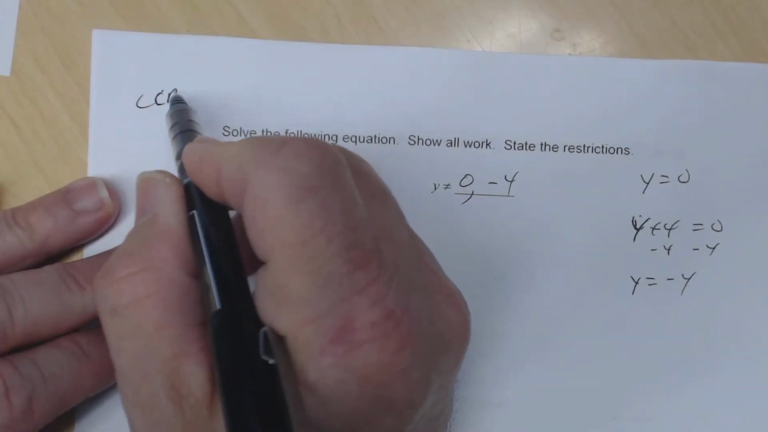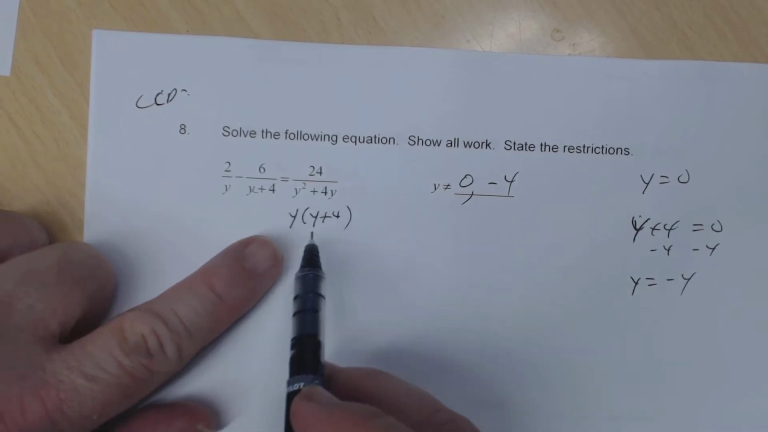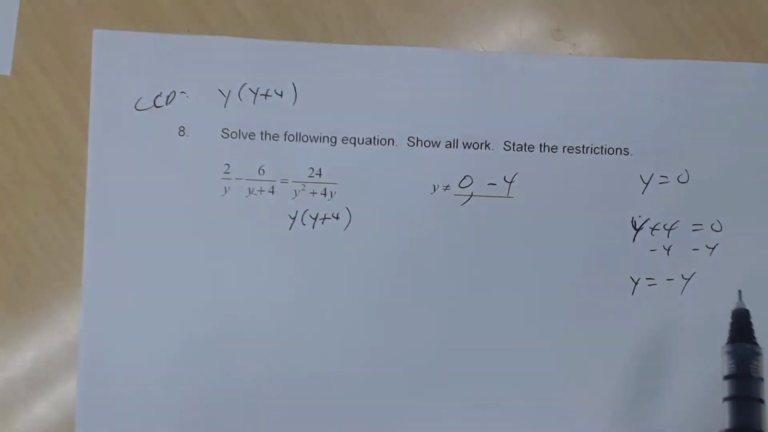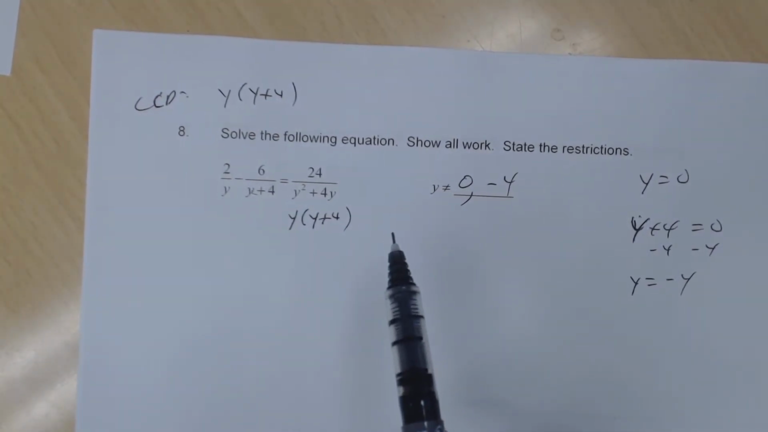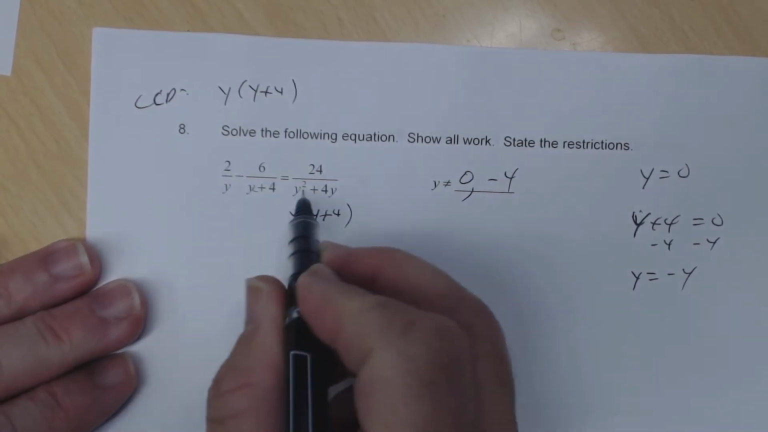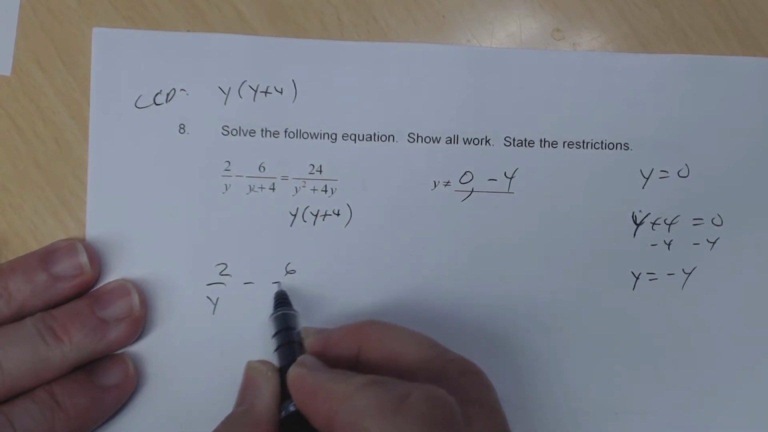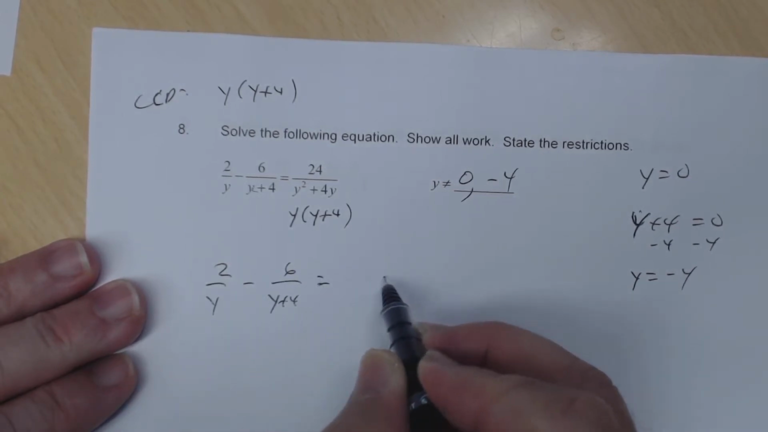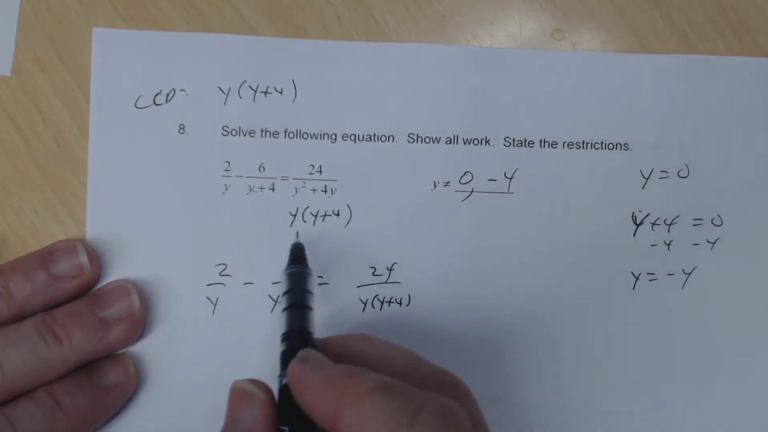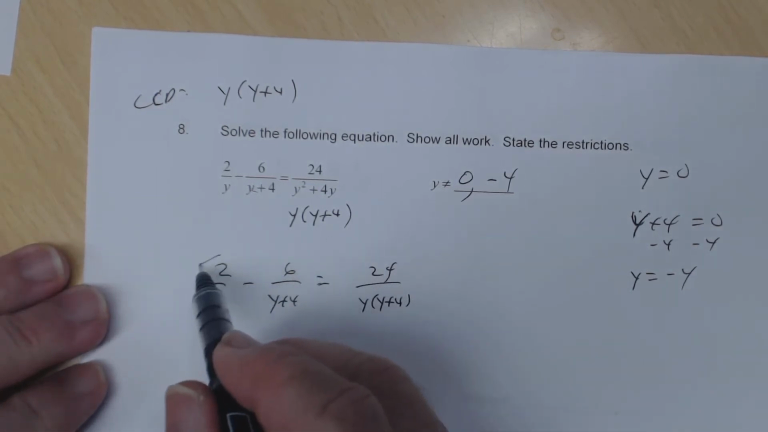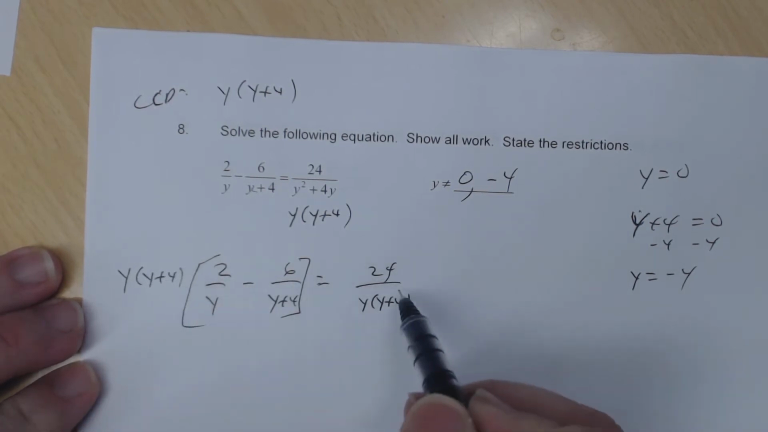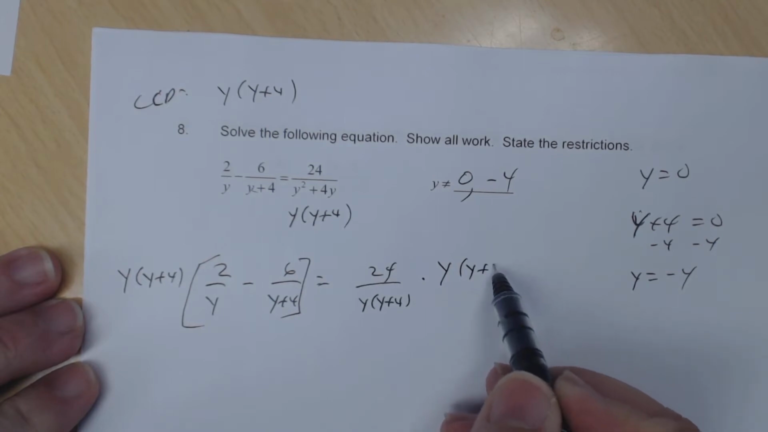The LCD, remember, of y plus 4 and y plus 4 is just y plus 4. Now since this is an equation, the best way to do this is to multiply both sides by the LCD. So I'm going to rewrite this equation: 2 over y minus 6 over y plus 4 equals 24 over y times y plus 4. I'm going to rewrite it using the factored part. Now I'm going to multiply this side by the LCD, y times y plus 4, and I'm going to multiply this side by the LCD.